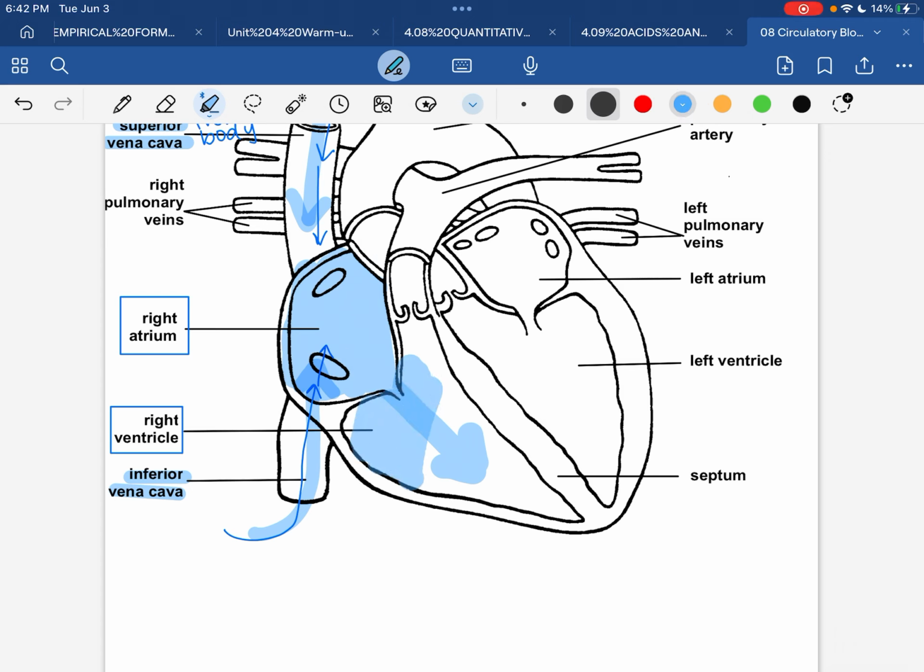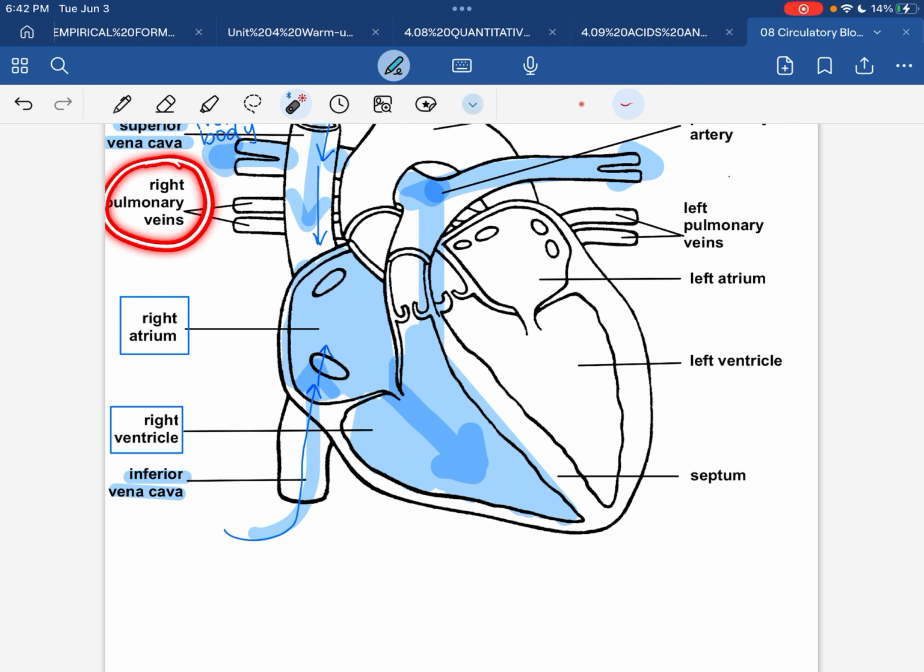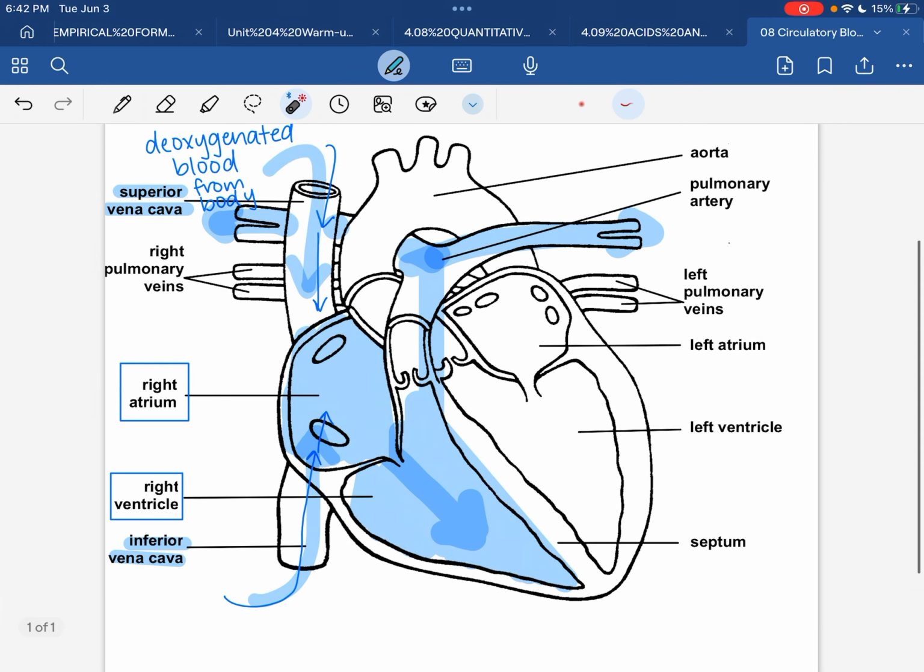It's going to fill all the way up, and then that blood is going to get pushed out of the heart, and it's deoxygenated, so it needs to go to the lungs. So it's going to pop out over here, and it's going to go through these over here. So we have the pulmonary, oh, sorry, is it not labeled? Oh, here, pulmonary artery. There we go.